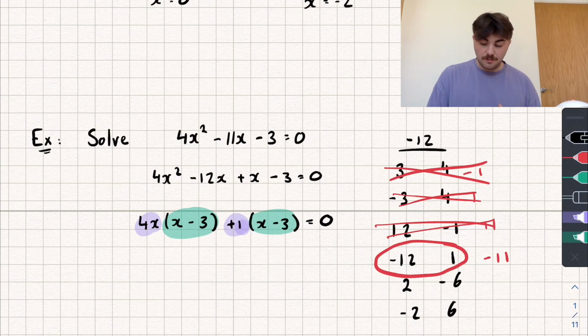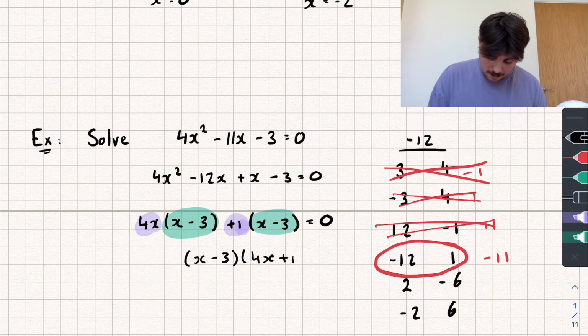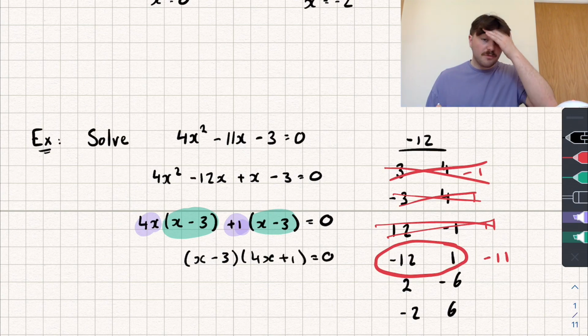So our other bracket is going to be 4x plus 1, and so we get (x minus 3)(4x plus 1) equals 0, okay, and we factorized it. And I think that method is pretty easy to do. It's a nice sort of steps you can work through to get to the answer.